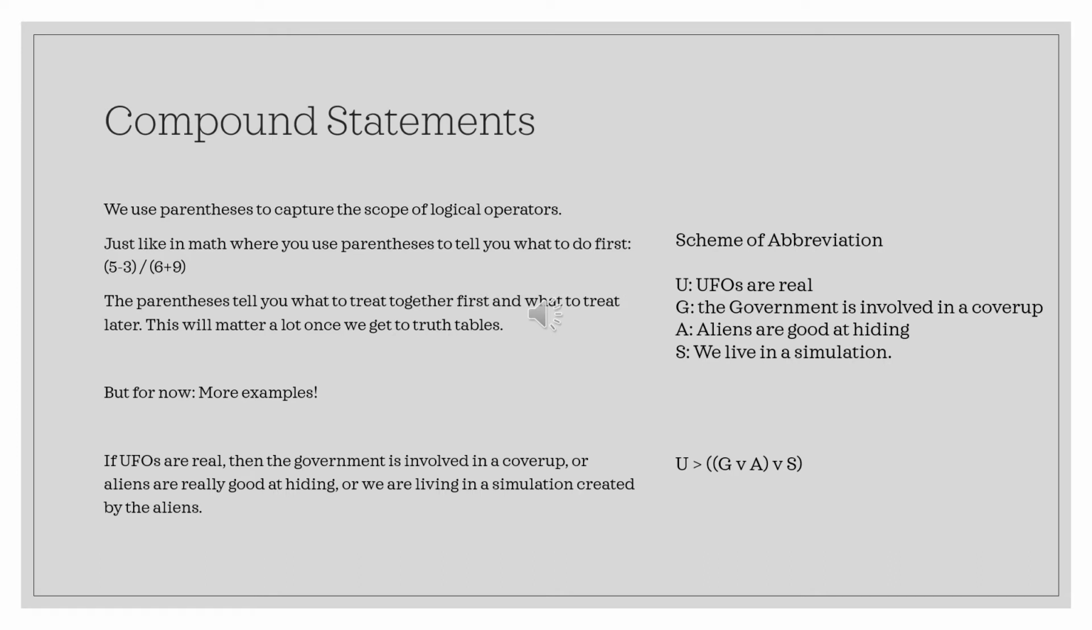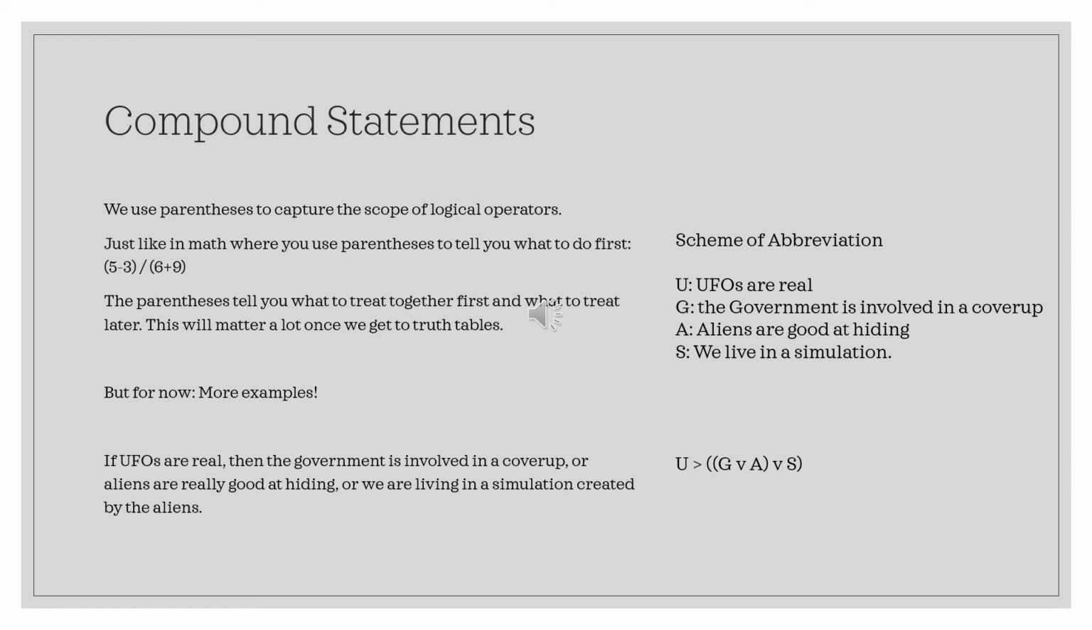And then we can see how all of this is going to go, right? The way the original sentence is set up, it says, if UFOs are real, then, and then the whole rest of it is basically just a bunch of disjunctions. If UFOs are real, then the government is involved in a cover-up, or aliens are really good at hiding, or we are living in a simulation created by aliens. So this whole second half of the statement is just a bunch of different options. So we know, given the way that the sentence is structured, that the conditional is the main operator in the sentence.